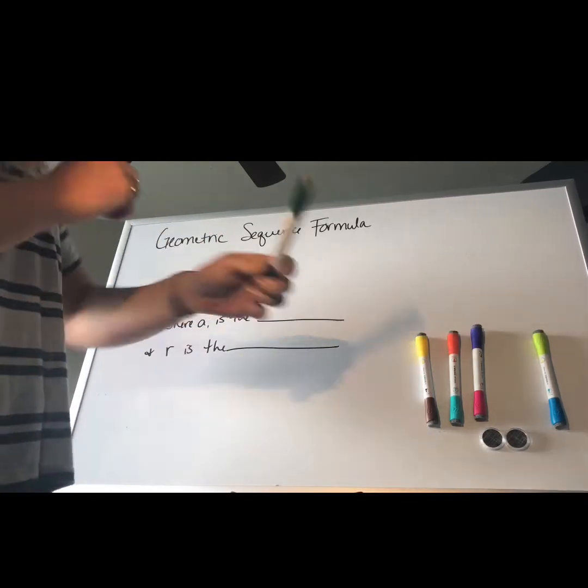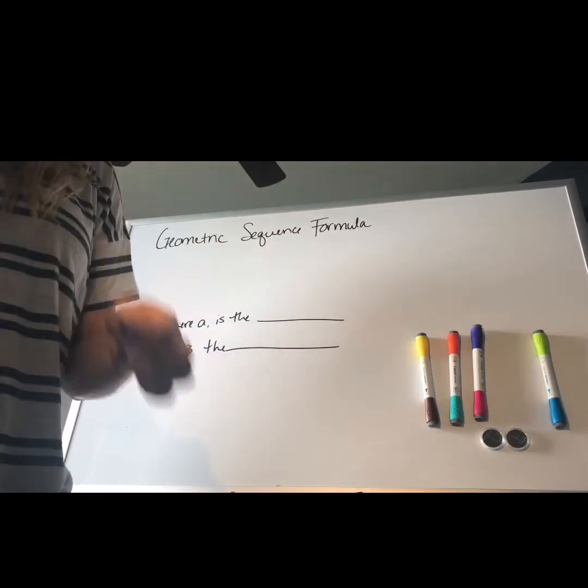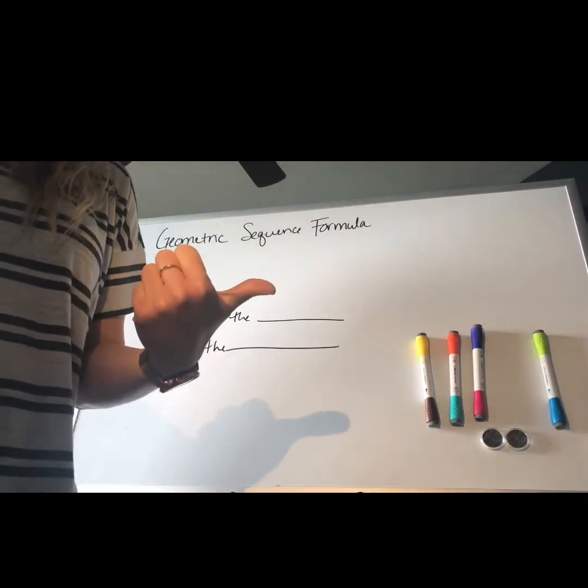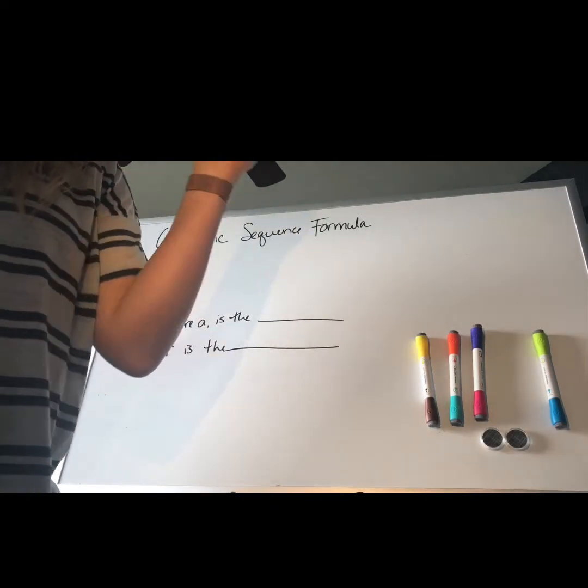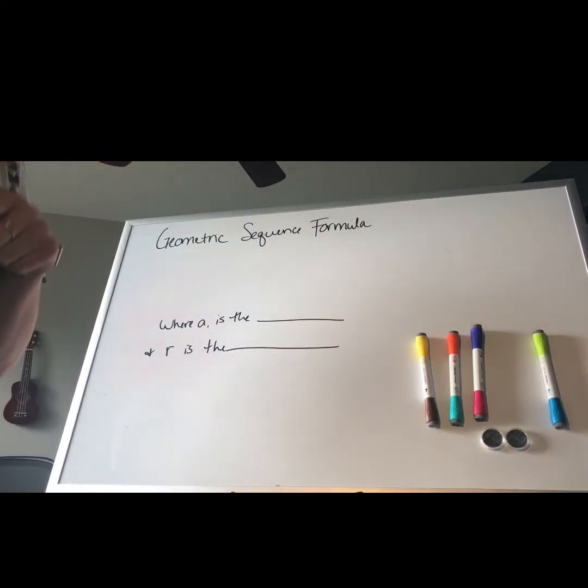Okay, the geometric sequence formula. So we know arithmetic, which is when we add the terms. Geometric is when we multiply to get to the next term. So we have another formula for the geometric sequence.